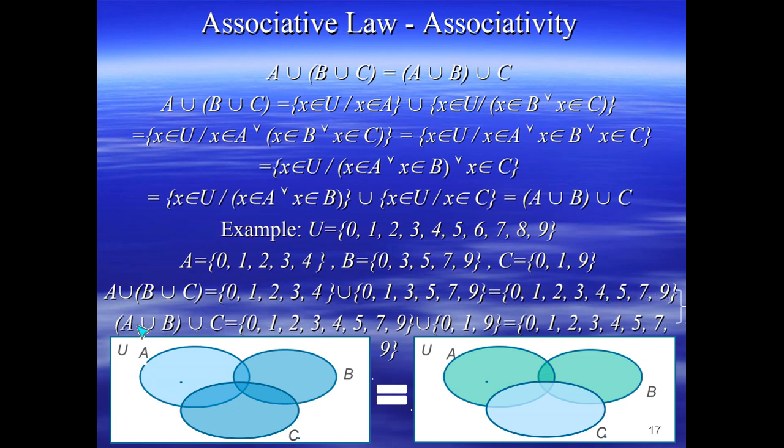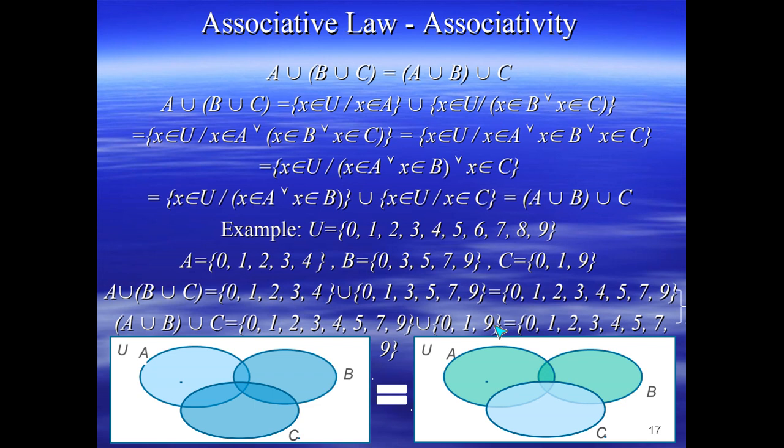And if I form A union B first and then unite this with C, as in the right-hand side, what is it? First I form A union B, which is 0, 1, 2, 3, 4, 5, 7, 9. All right. A union B is this one. Union C, what is C? 0, 1, 9.